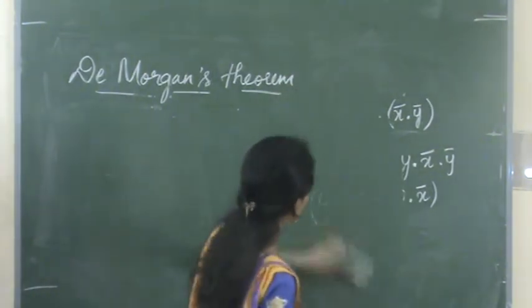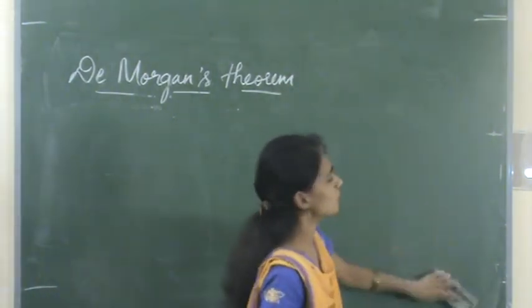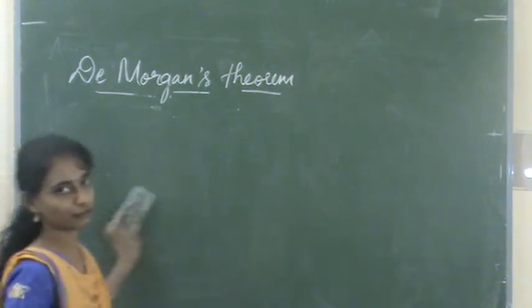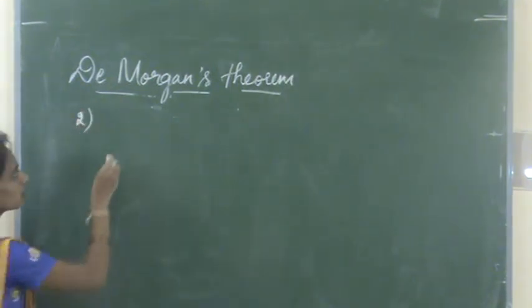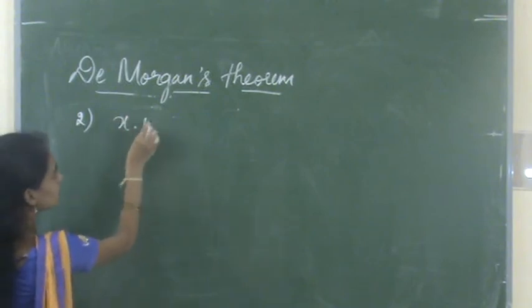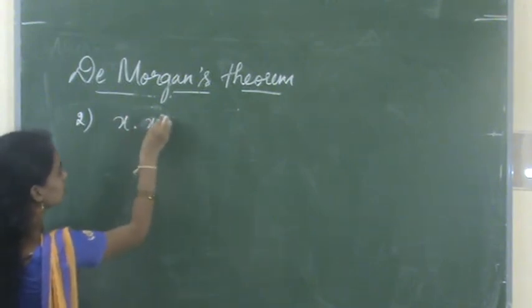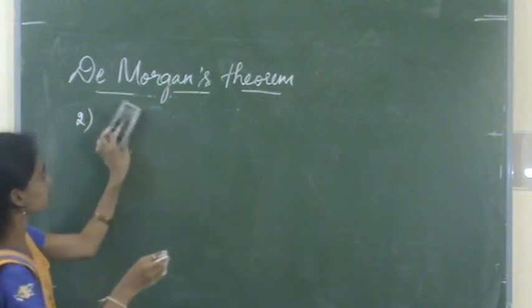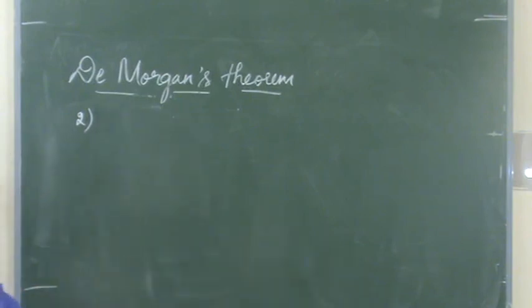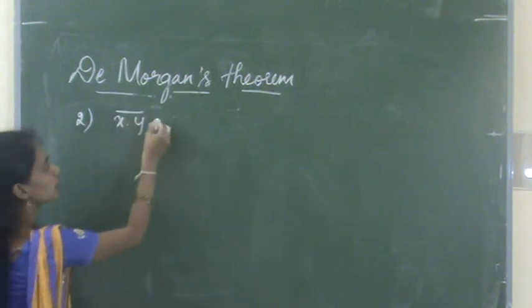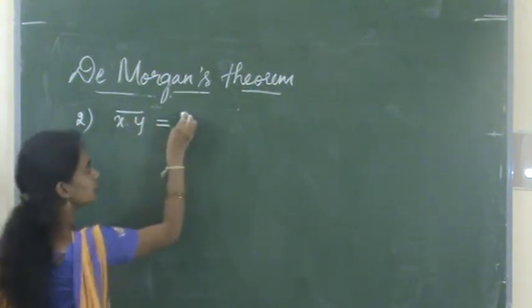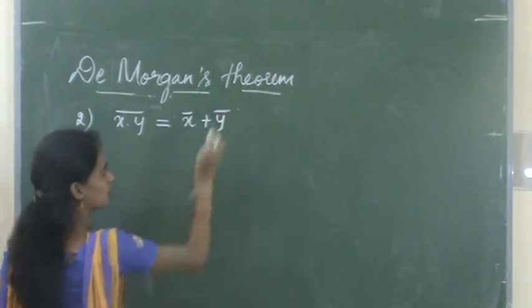So we can prove this using a truth table also. That is homework for you. Okay. So the second theorem is x into y whole bar is equal to x bar plus y bar, right?